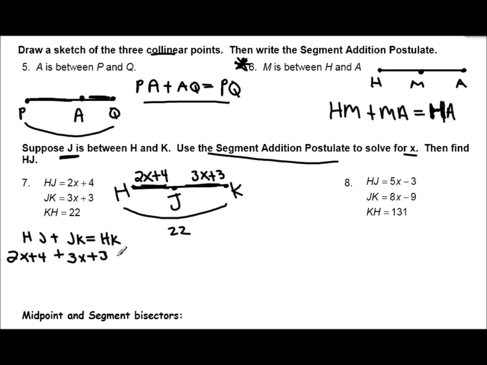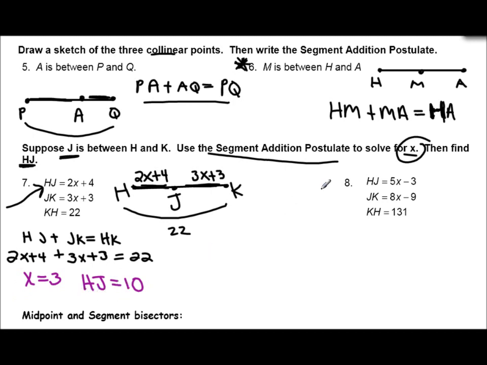And that equals HK, which is from here to here, which is 22. Alright, so now I'd like for you to pause the video, solve for x, and then once you've done that, substitute that value back in to find HJ. Pause your video and see if you get what I get. Alright, so we should have gotten that x is 3 and HJ is 10. If that's not the answer you've got, let me know and we can work on it together.